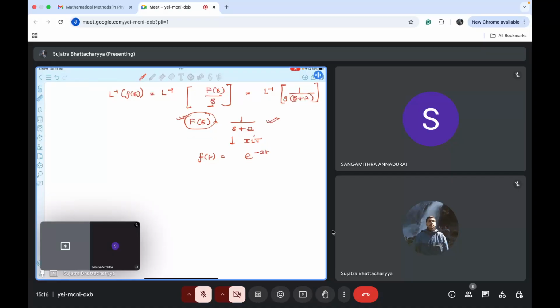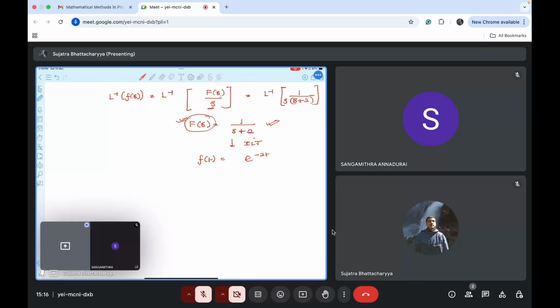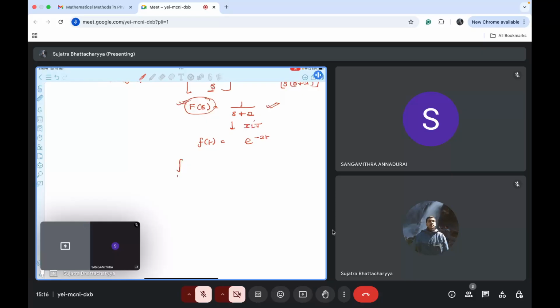Then this is done, but what I need is L inverse of F(s) by s. For that, what we need to do is we have to take an integration of the function which we have got. That's all. So what will be the integration? e to the power minus 2t divided by minus 2 from 0 to t. So it will be e to the power minus 2t by minus 2, minus minus will be plus, and put 0 over here. So it will be half. So it comes out to be 1 minus e to the power minus 2t divided by 2. This is the answer for the question.